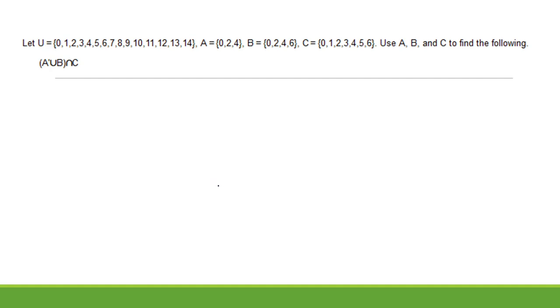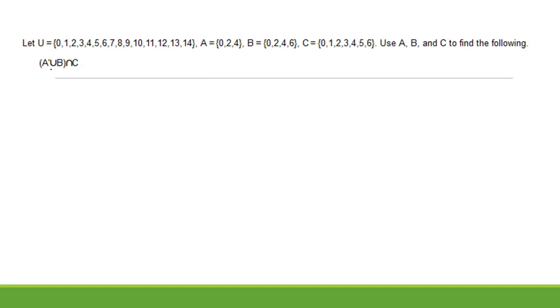For question 2, we'll let the universal set be the numbers from 0 all the way to 14, the whole numbers from 0 to 14. A is the set 0 to 4. B is the set 0 to 4, 6. C is the whole numbers from 0 to 6. We'll use A, B, and C to find the following. A prime union B, and then intersect that with C.